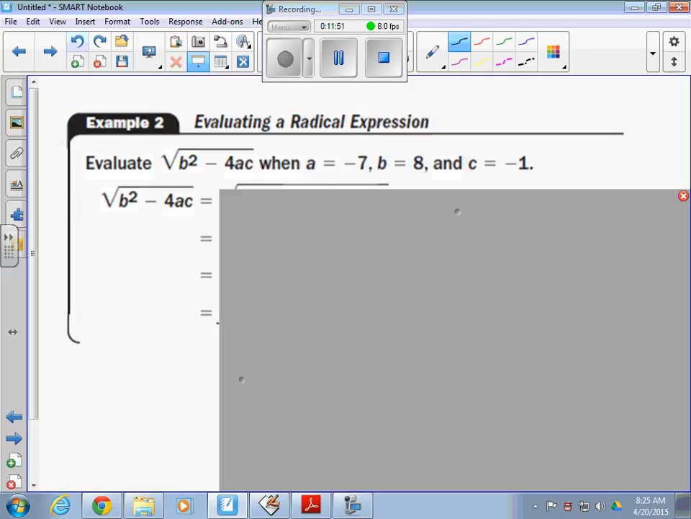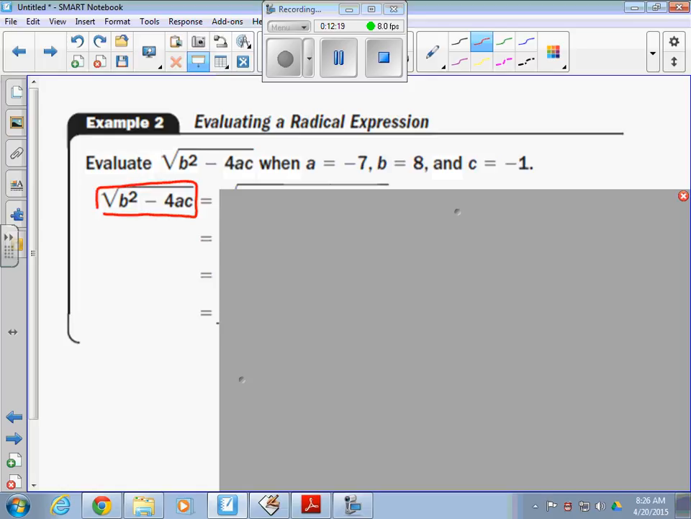Example number 2 is evaluating a radical expression. You read this as the square root of b squared minus 4ac, when a is negative 7, b is 8, and c is negative 1. This is called the discriminant. We talked only for 1 second before I cut it off at the last video about the discriminant. You'll get used to this over the next several years in math.